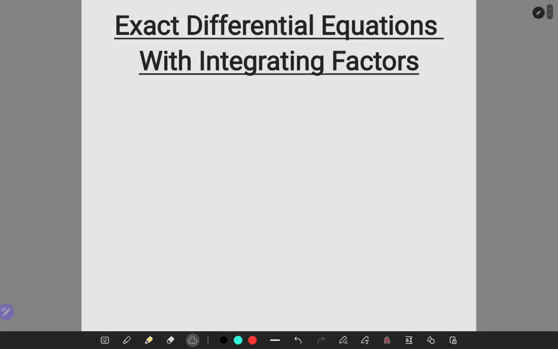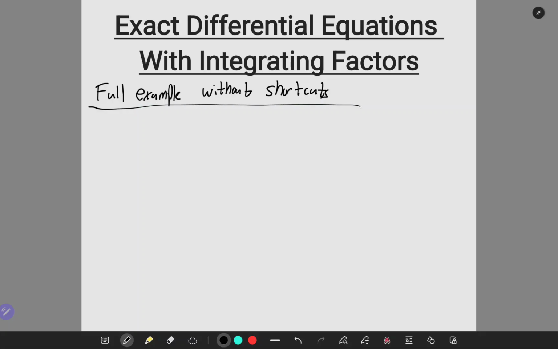So for this example, the long way, 3xy plus y squared. So let me go through the full proof, full example without shortcuts. Okay, so 3xy plus y squared plus (x squared plus xy) times y prime is equal to 0. So this is the example that my professor gave us. So let's see if it's exact.